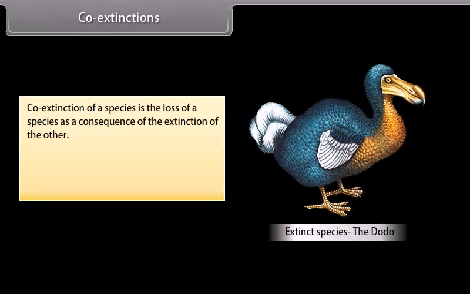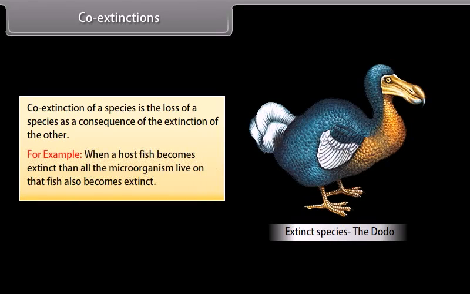Co-extinctions. Co-extinction of a species is the loss of a species as a consequence of the extinction of the other. For example, when a host fish becomes extinct, then all the microorganisms that live on that fish also become extinct.